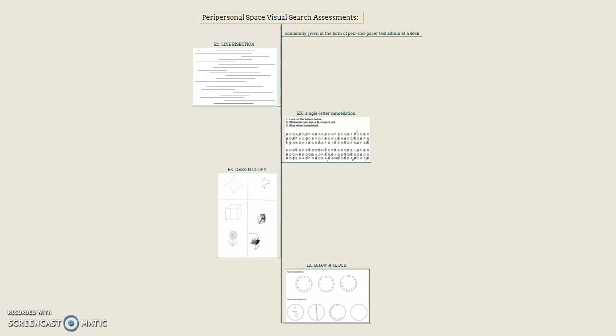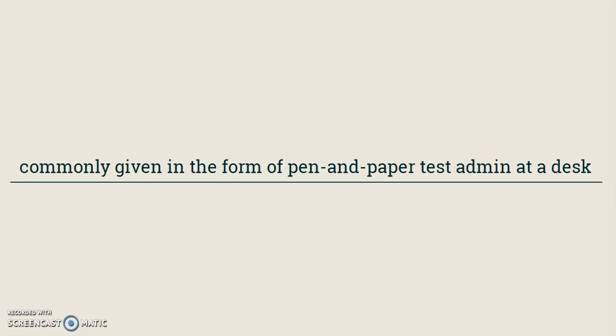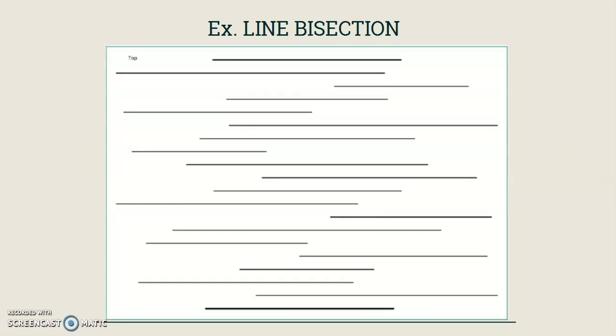And this is just some of the assessments you can use for peripheral personal space visual search assessment, and I'll break it down one by one. These assessments are commonly given in the form of pen and paper at a desk. The first one is line bisection. You basically tell the patient to cut the line in the middle, and then you see if they are dividing the lines in the middle. Some with hemi-inattention will not be able to. They can't distinguish where the center of each line is.